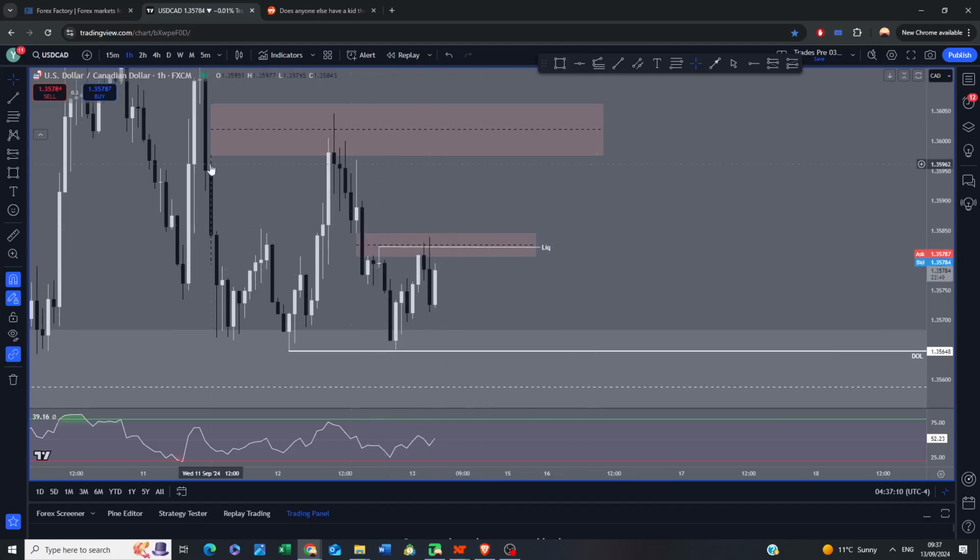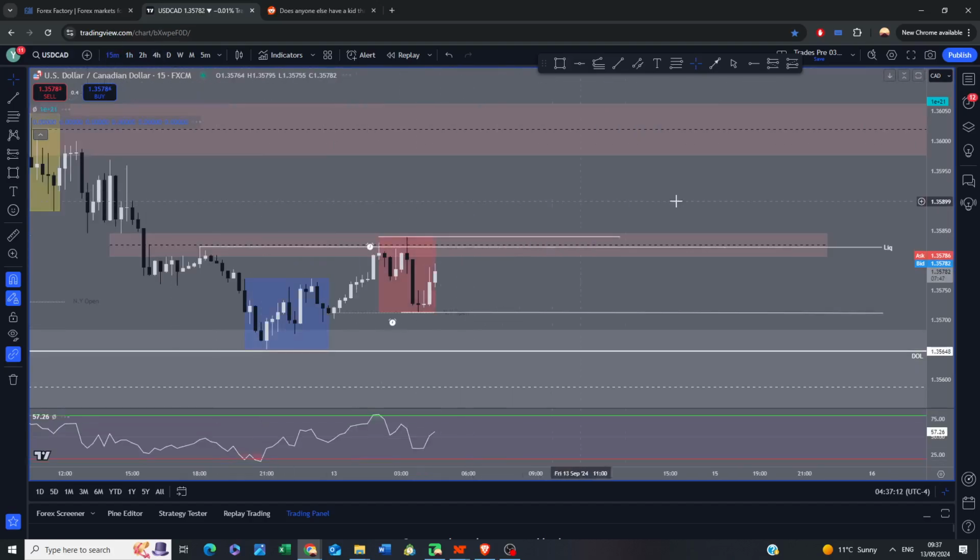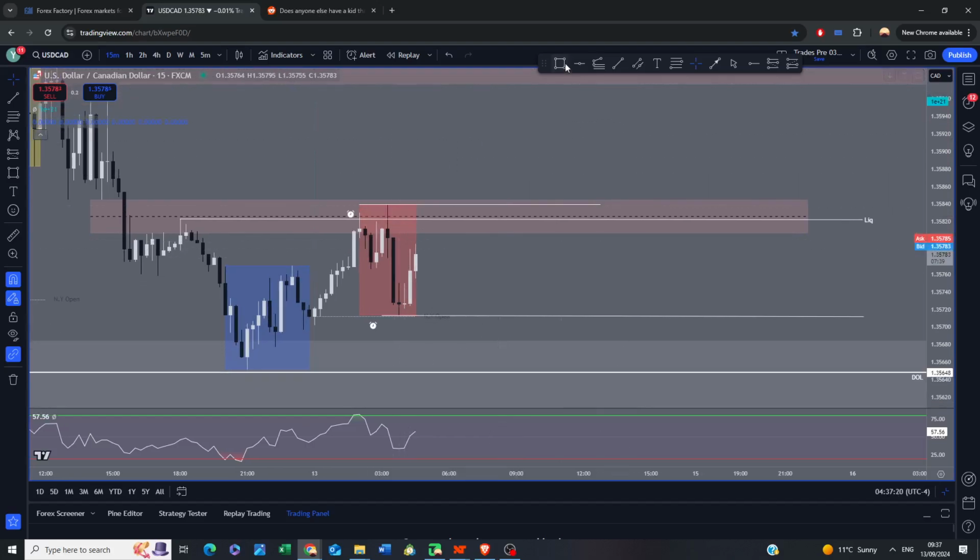And again this morning we came in, and on the 15-minute we took out liquidity of another swing high from London session, and then we started to displace down with this bearish fair value gap, and I've taken my entry at the 50% of this breakout.